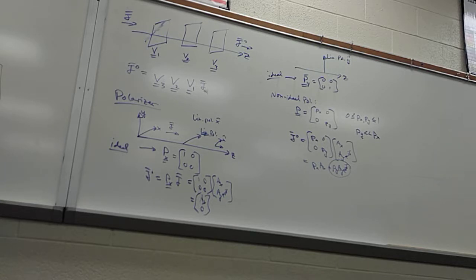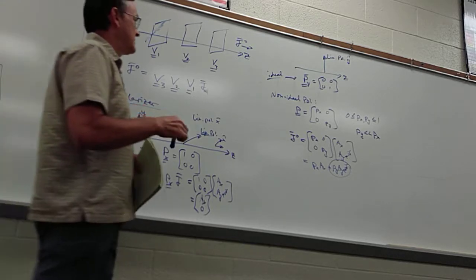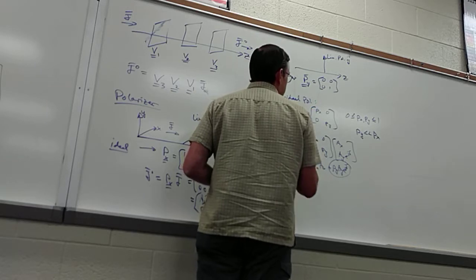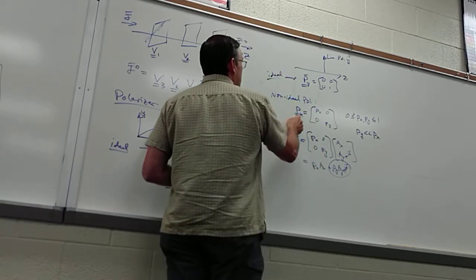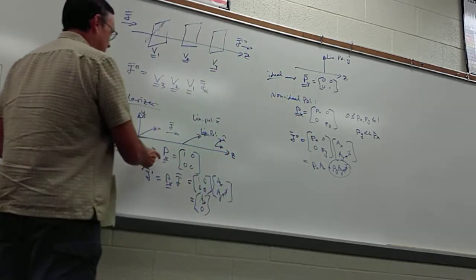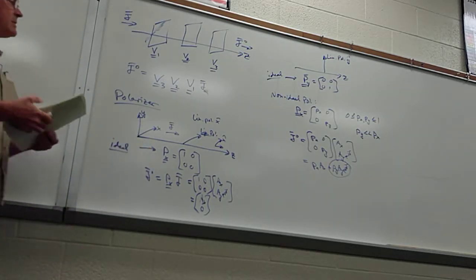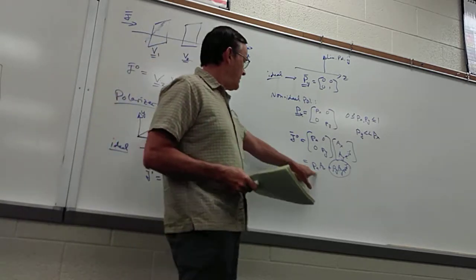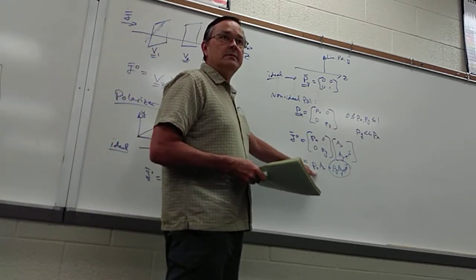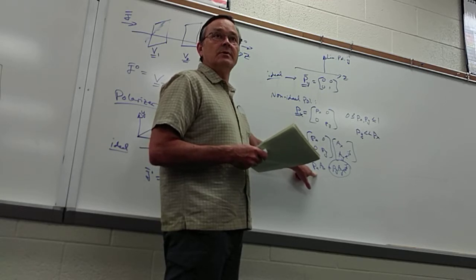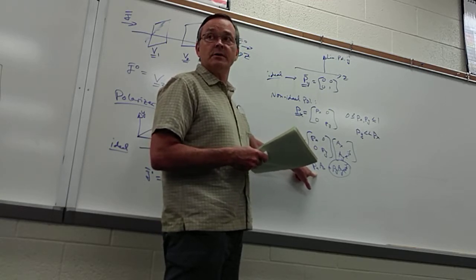So is that a non-ideal polarizer for an X polarizer? Yes. Because if it was for a Y, it'd be the opposite. So let's call this Px then. This is the non-ideal version of that. And now if Px is not 1 here, then that just means we have some absorption for the light in the x direction.